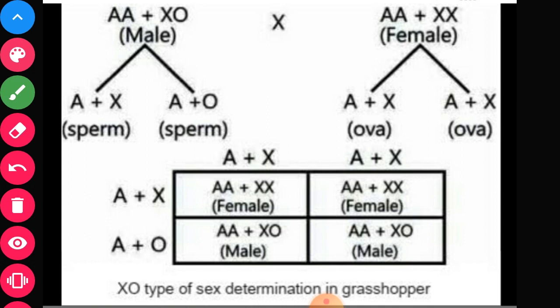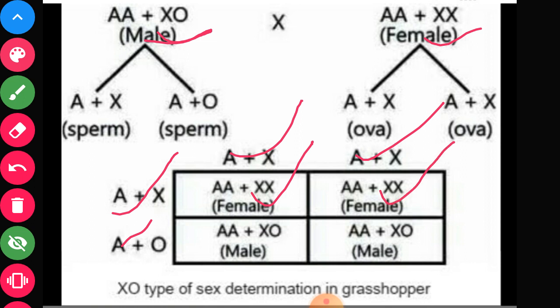XO type, see here, XO are male and XX type are female. So these are the ovums and these are the sperms. If the sperm containing X fertilizes the ovum, they develop into female. If the sperm is XO type, not containing the other X chromosome, they develop into male. See here, this is the mechanism of XO type that is found in grasshopper.